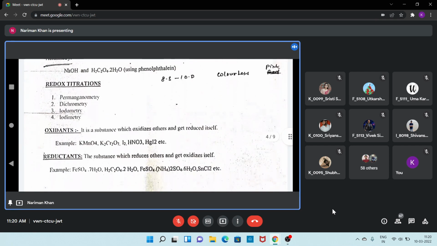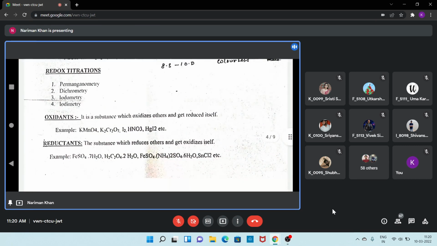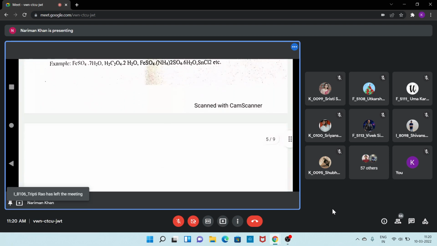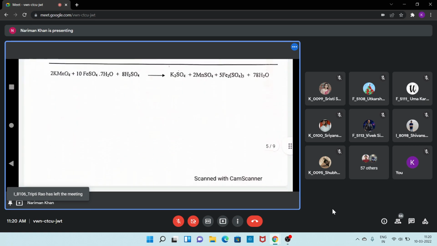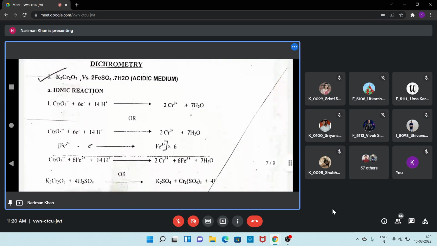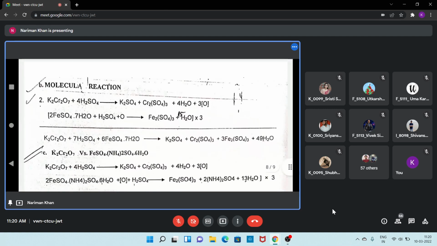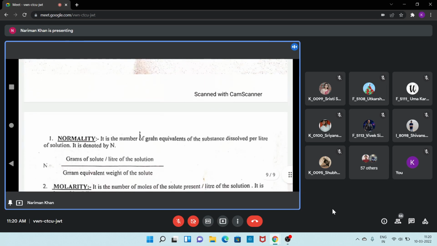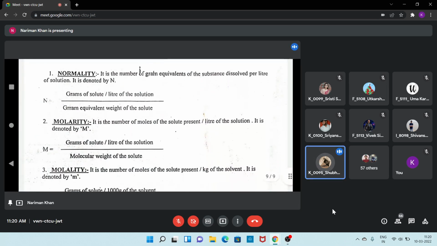Then redox titration. In redox titration, we will perform permanganometry, dichrometry, iodometry, and iodimetry. All these experiments we are going to do, and when we do them, I will explain in detail. It mainly involves the use of oxidants and reductants, oxidizing agents and reducing agents. These are the important reactions involved in all these types of titrations.